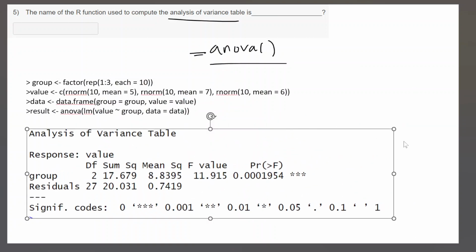Here you will get the degrees of freedom. The first variable is value, then degrees of freedom, sum of squares, mean squares, then the F value and the p value. Based on the p value, the decision is taken. If it is greater than the significance level, we fail to reject the hypothesis. If the p value is less than the significance level, we straight away reject the hypothesis.